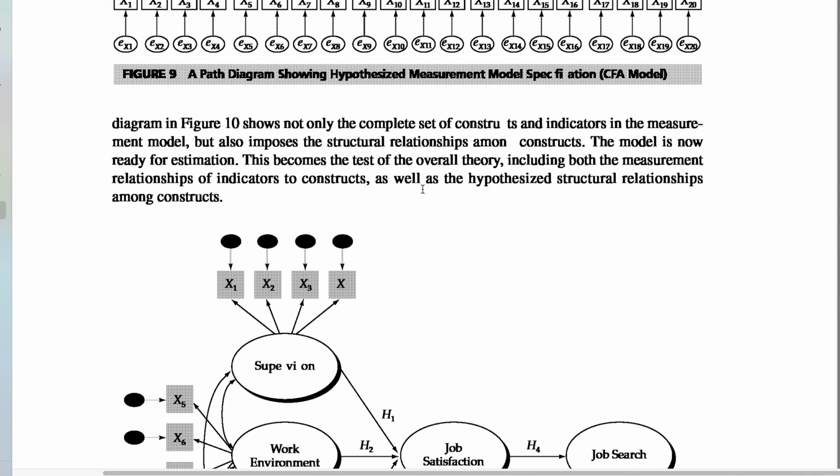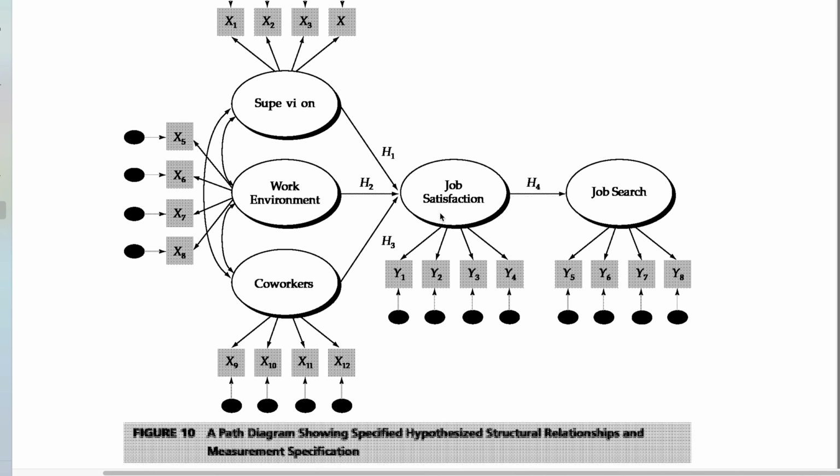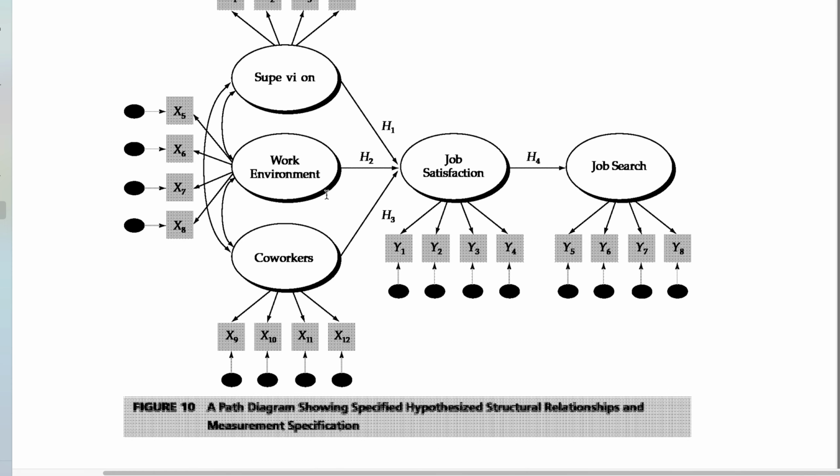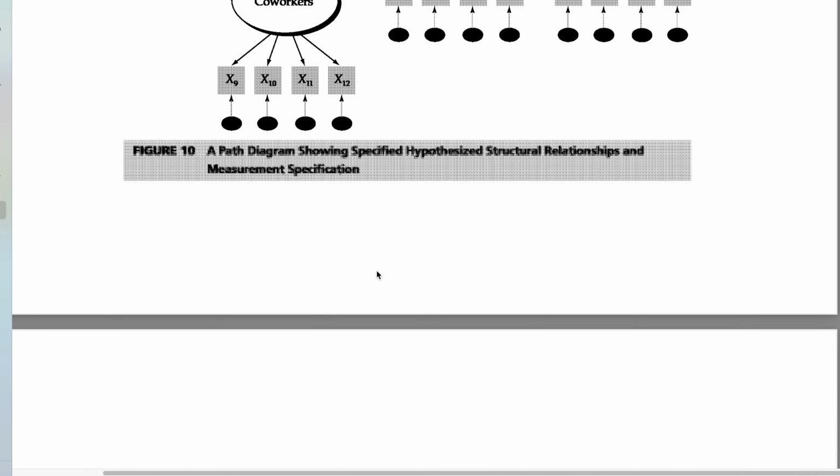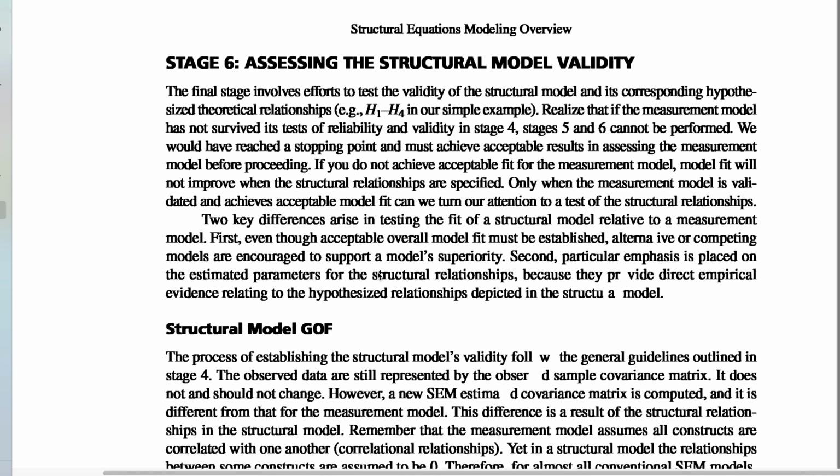This becomes the test of the overall theory, including both the measurement relationships of the indicators to the constructs as well as the hypothesized structural relationships among the constructs. These are supervision, work environment, co-worker, and job satisfaction. Let's talk about Stage 6, the last stage of structural equation modeling: assessing the structural model validity.